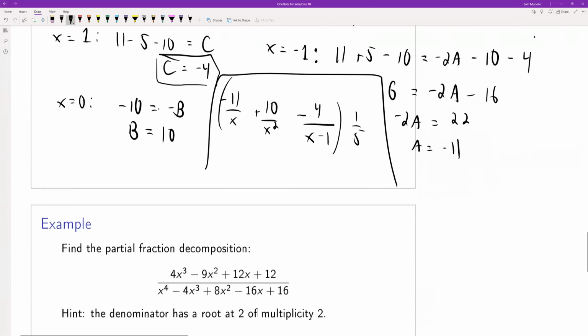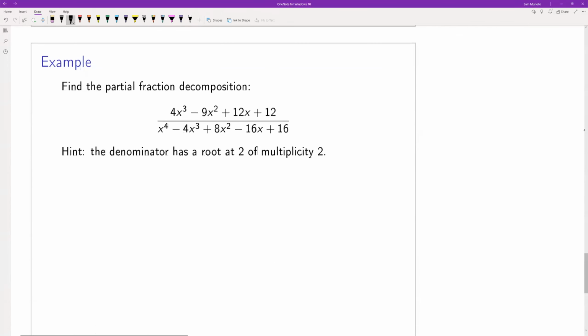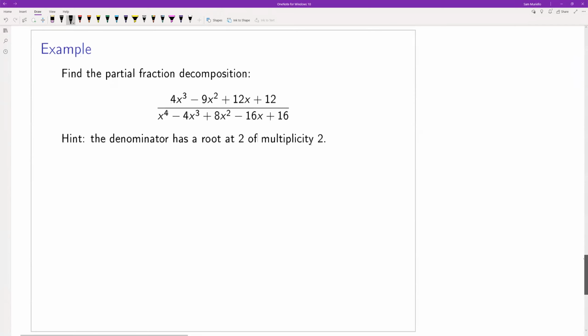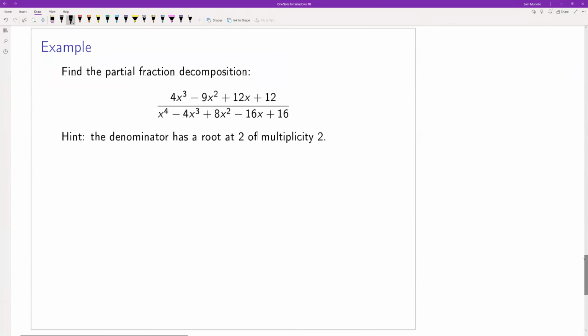Let's go through one more problem. Now, this problem has a big denominator, but we were given a hint that's going to make our life easier. Rather than having to use the rational root theorem to do lots of trial and error, the denominator has a root at 2 of multiplicity 2. We'll begin by using synthetic division to divide this root away.